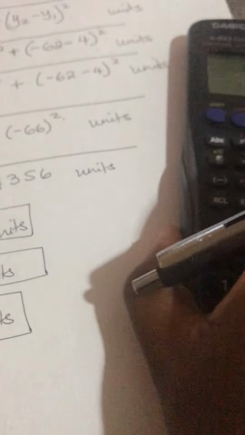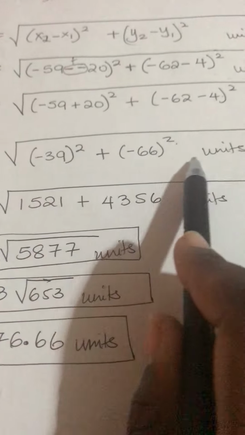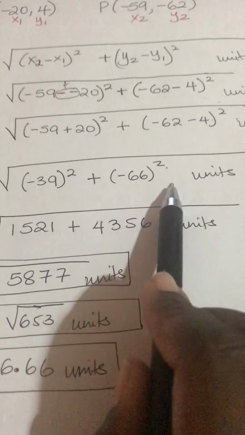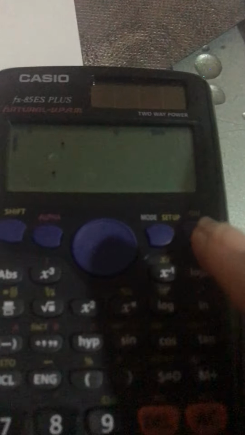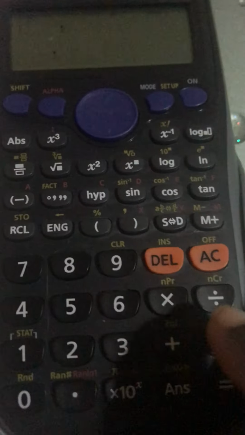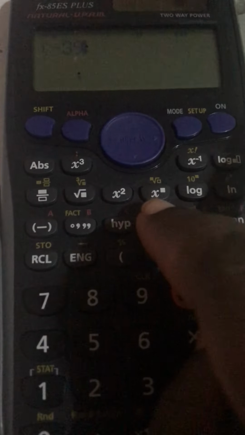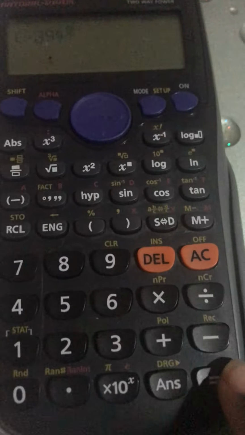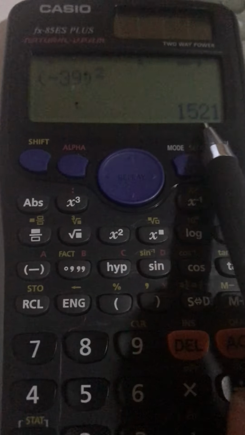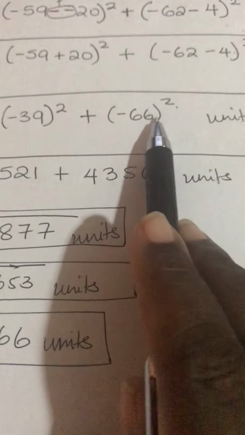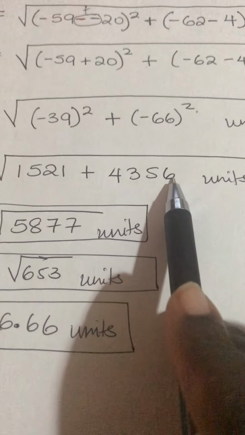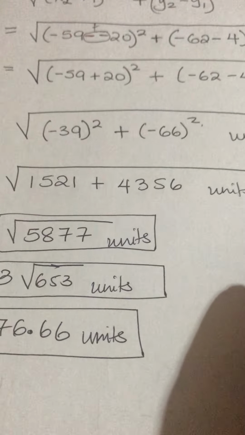Because your answer cannot be negative after here. After here, your answer cannot be negative. If you get a negative, that's you did something wrong. So negative 39, I close the bracket and I press squared, and I got 1,521. I did the same for negative 66. And then I added them.